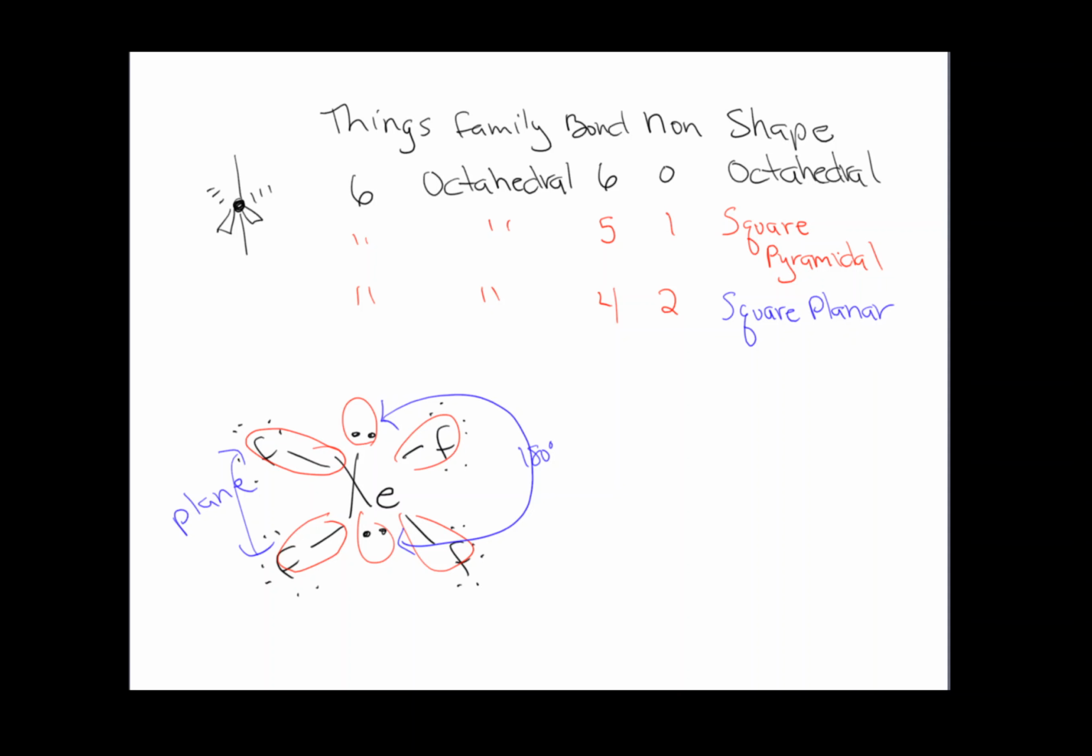So that one is called square planar, because the best way to get those 2 lone pairs away from each other is to put them on opposite sides, which is 180 degrees, and everybody else is squished in the skirt, and it looks like a box or a square, and it's flat, so square planar. That is how you determine molecular geometry using the VSEPR theory.